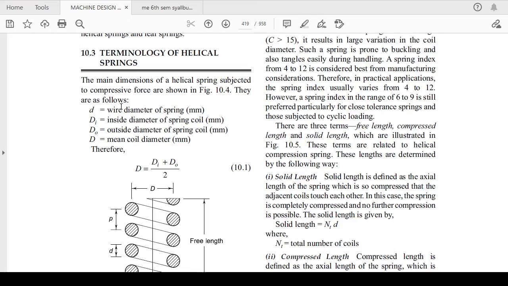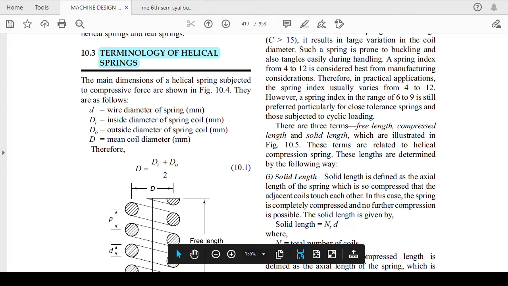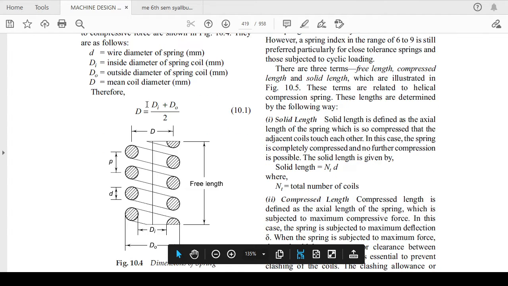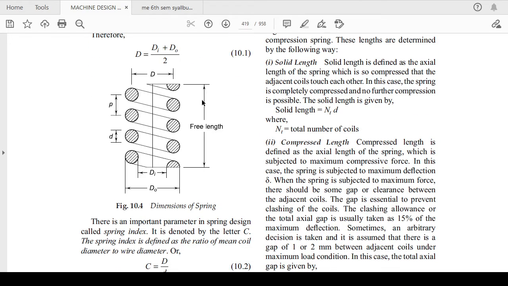These are a few helical spring nomenclatures. d is represented as the wire diameter for which this whole spring is going to be manufactured. Di is the inner diameter of the coil. Do is the outer diameter of your coil. Then D is your mean diameter, which you can calculate by taking the average of these two. This is the free length, and this is the pitch p between two consecutive coils. This is the diameter of wire.